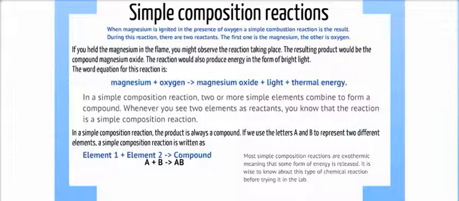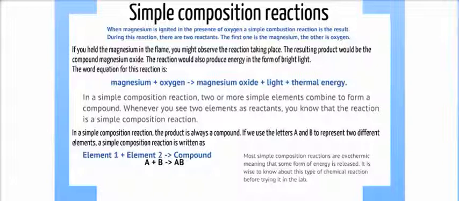So, simple composition reactions. When magnesium is ignited in the presence of oxygen, a simple composition reaction is the result. During this reaction, there are 2 reactants. The first one is magnesium and the other is oxygen. If you held the magnesium in the flame, you might observe the reaction taking place. The resulting product would be the compound magnesium oxide. The reaction would also produce energy in the form of bright light. So the word equation for this reaction is magnesium plus oxygen goes to magnesium oxide, light, and thermal energy.